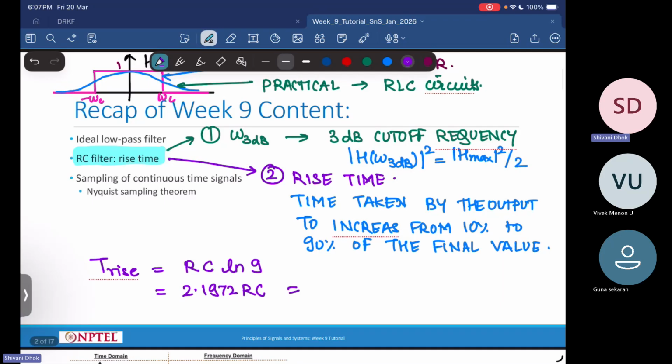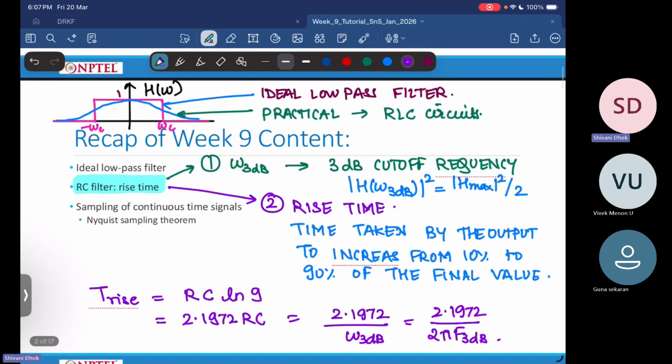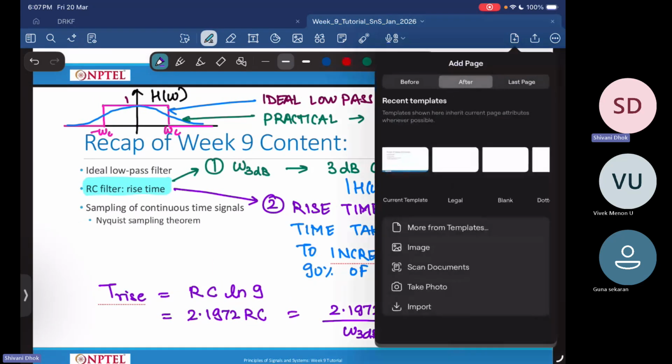Therefore, this corresponds to 2.1972 upon 2 pi f3 dB, or omega 3 dB. This is equal to 2.1972 upon 2 pi f3 dB. This is all about filtering that we saw in this particular week.